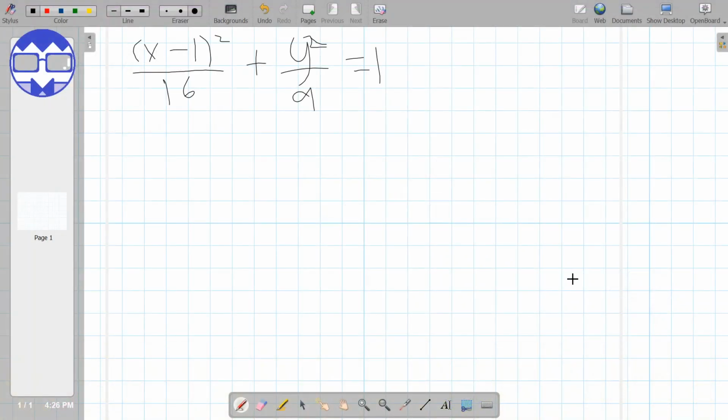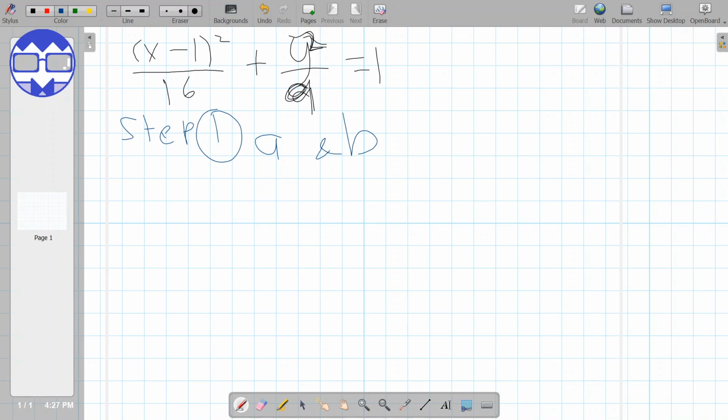So this is our given here. Again, the given is just x minus 1 quantity squared over 16 plus y squared over 9 equals 1. So step 1: in solving, we need to get the values of a and b. Again, for step 1, we need to find a and b.